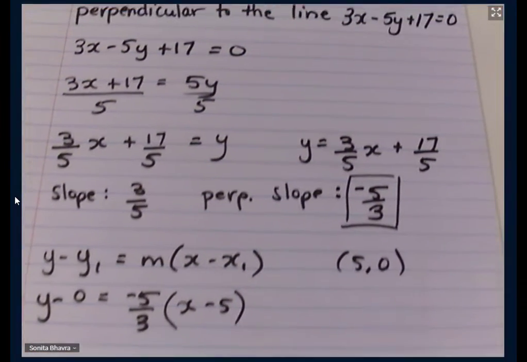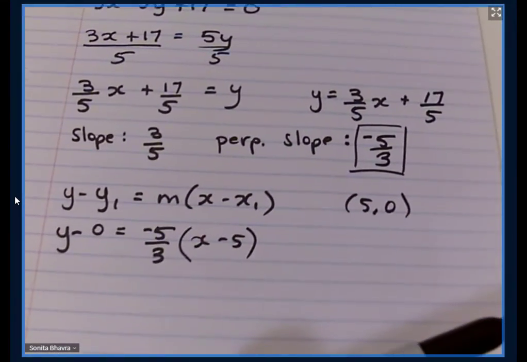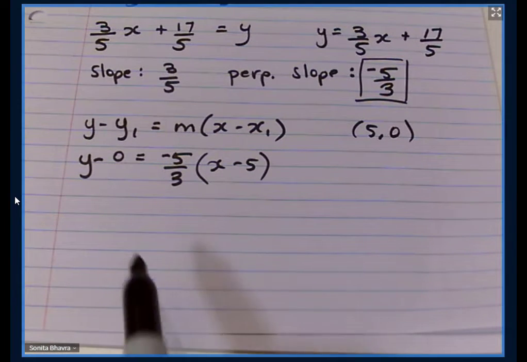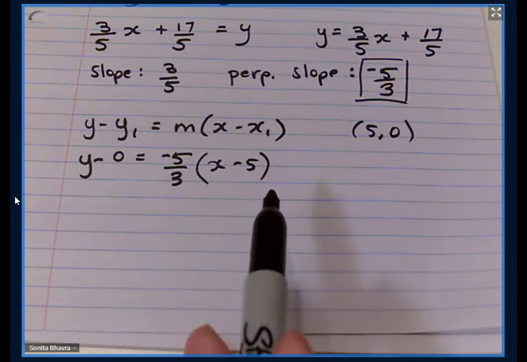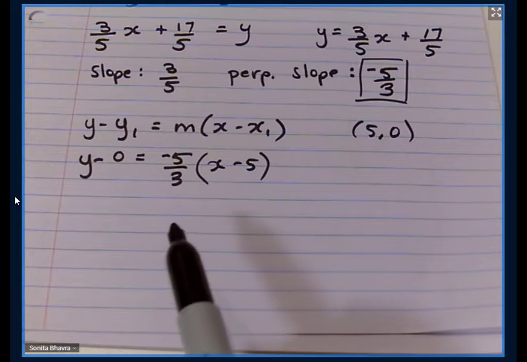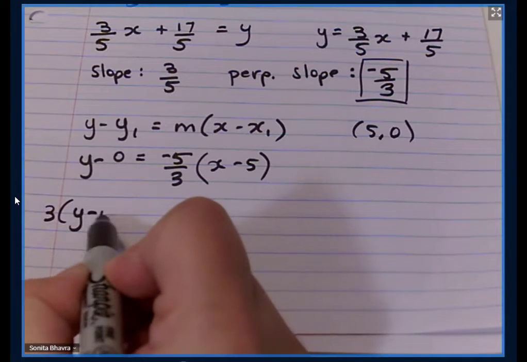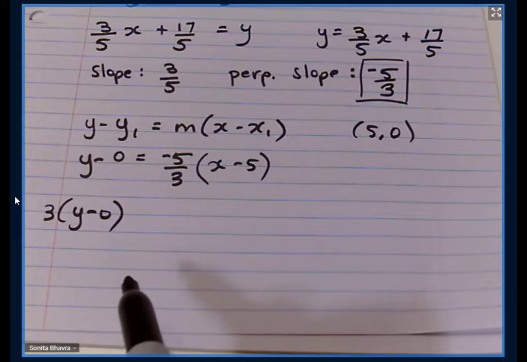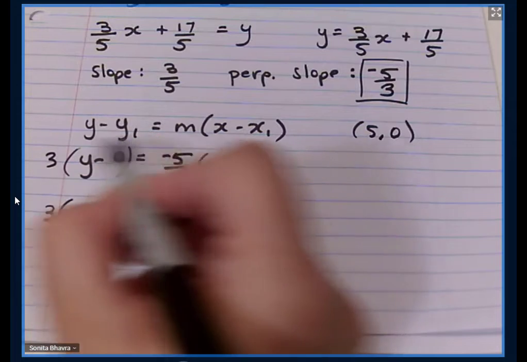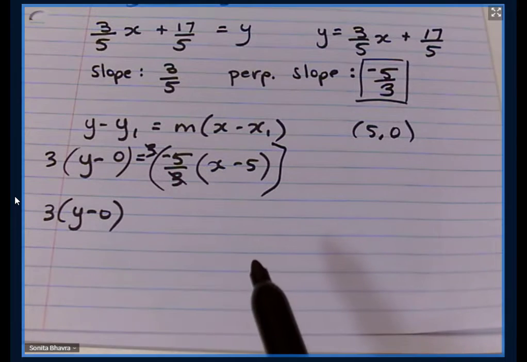All right, so that's our equation in slope point form. And we are required to put it into general form. So let's change this to general form. The first thing we have to do is get rid of this fraction, so we have to multiply the whole equation by 3. So 3y minus 0. We multiplied by 3. If we multiply this by 3 and we multiply this by 3, that's going to cancel out like this.